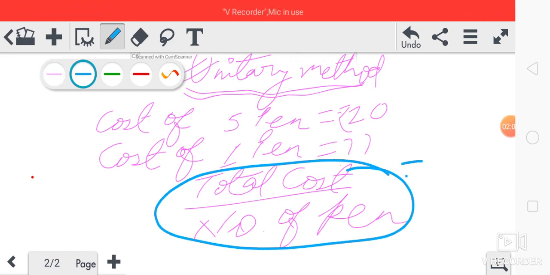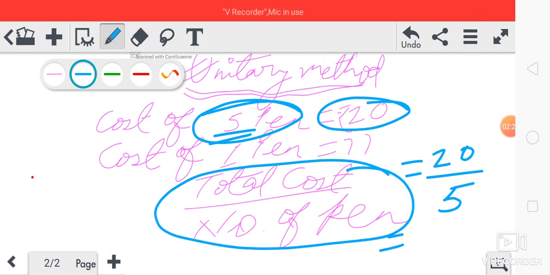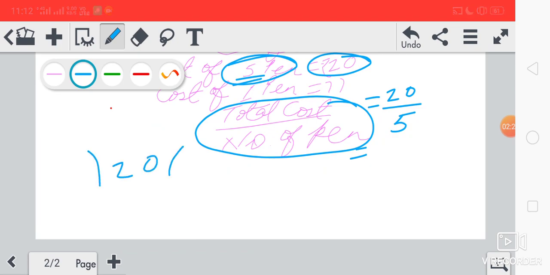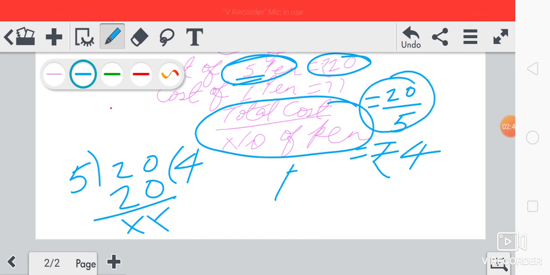So the total cost is given as how much? 20 rupees. And how many pens are given? Total 5 pens are given. So we'll divide it by 5. So 20 divided by 5. If you divide 20 by 5, how much will you get? 5 fours are 20. So how much are you getting? 4 rupees.